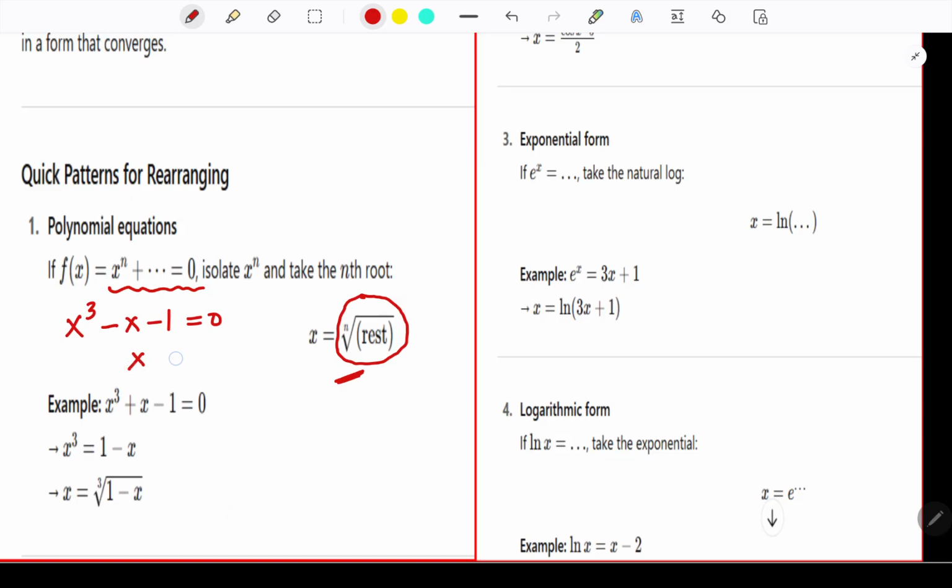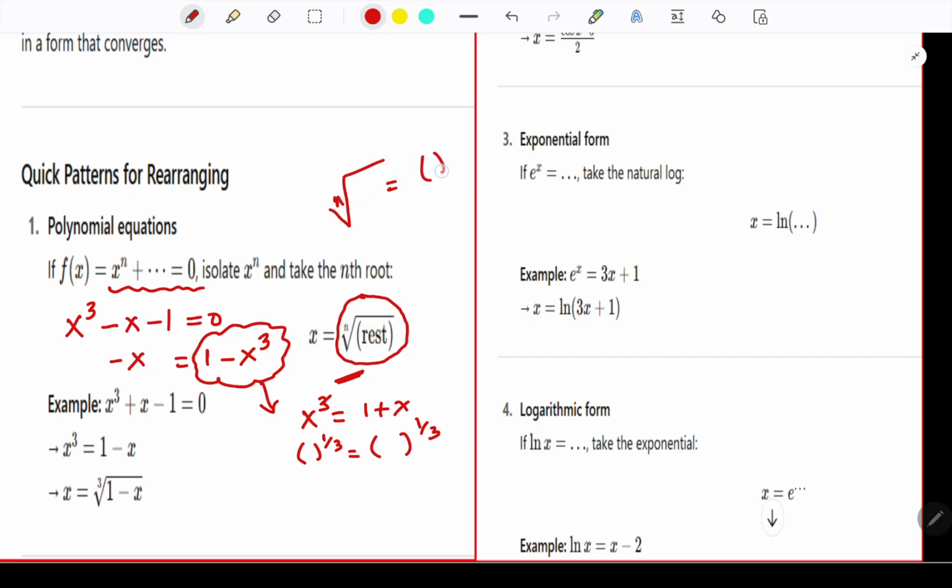Suppose you write x equals, if you bring this one, minus x cube. Is it possible to get a cube root or square root here? It is impossible, right? So when you take x cube equals 1 plus x, to remove this power 3 you are going to get power 1 by 3. So this is the nth root, which is power 1 by n. You should always keep this in your mind.